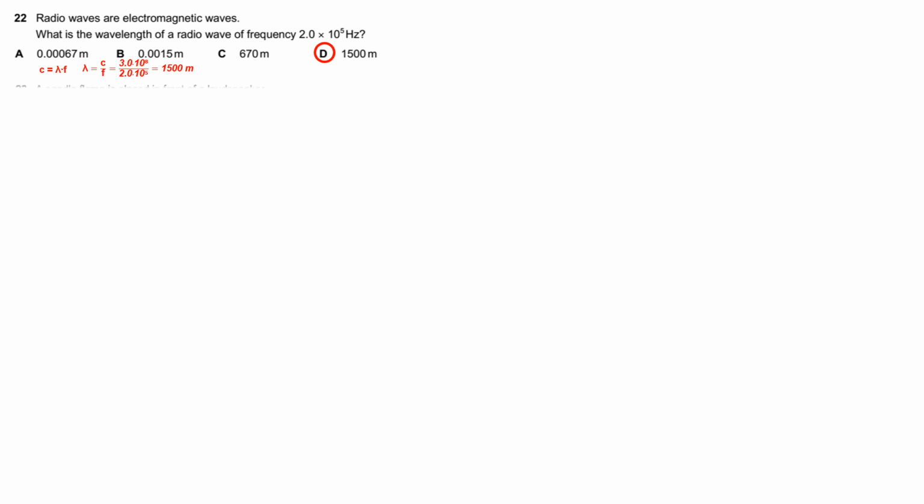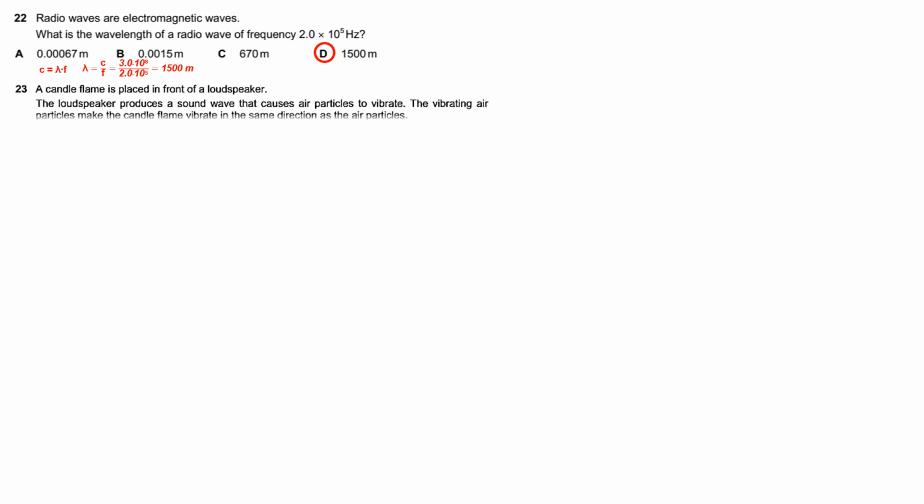Question 23. A candle flame is placed in front of a loudspeaker. The loudspeaker produces a sound wave that causes air particles to vibrate. The vibrating air particles make the candle flame vibrate in the same direction as the air particles. Which row shows the direction of vibration of the candle flame and the nature of sound waves?